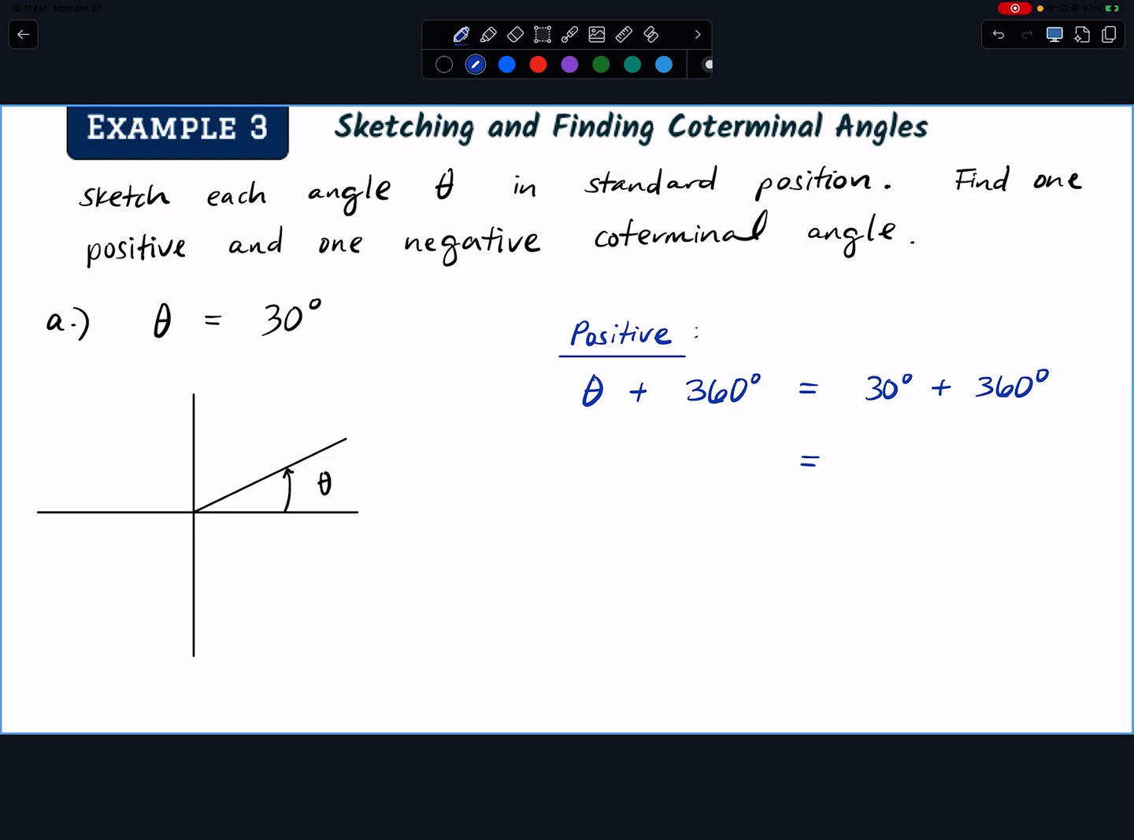What? 390. And that's all you do. Okay? So, to draw this, I'm going to do it in blue since I wrote in blue. That means I'm going to draw the same angle. So I'm just going to go all the way around and then that little distance right there. So it looks something like this.